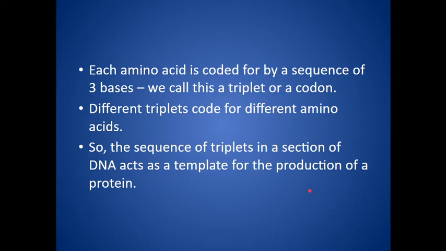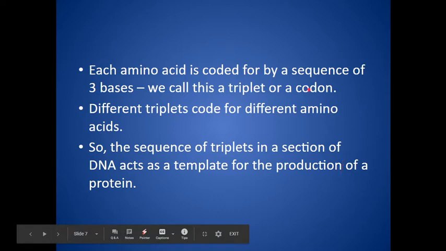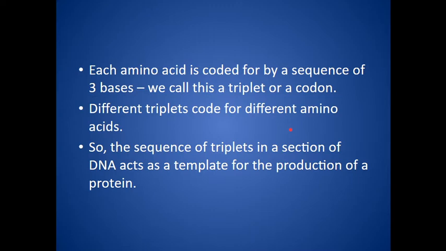So each amino acid is coded for by a sequence of 3 bases, and we call this a triplet or codon. It basically means that amino acids are produced from that template strand. Okay, we'll look at that very shortly. Different triplets code for different amino acids, and so the sequence of triplets in a section of DNA acts as a template for the production of a protein.